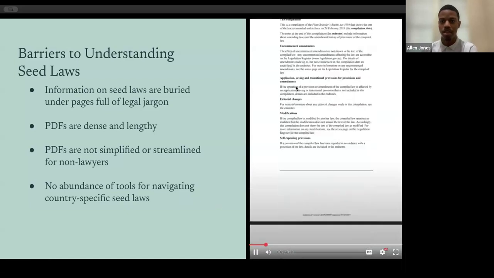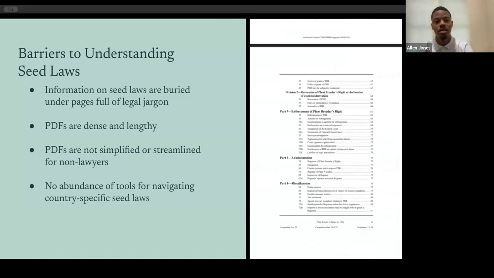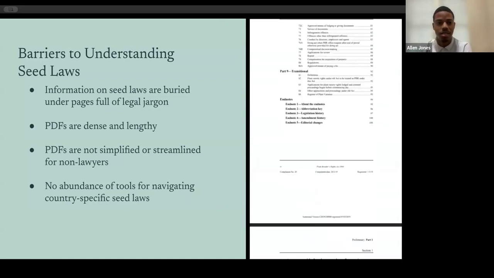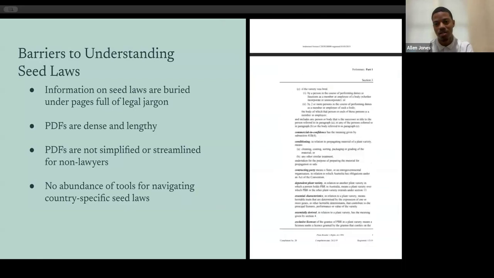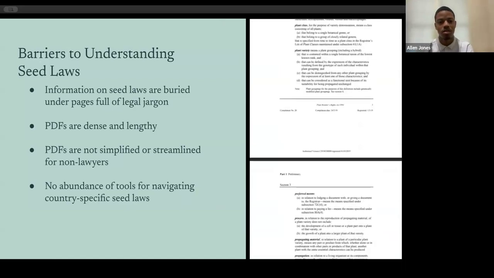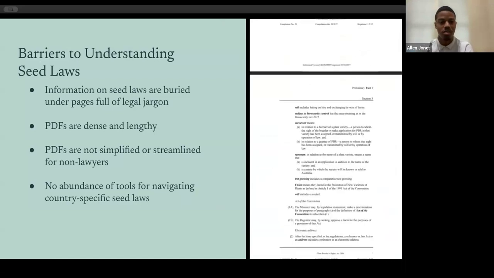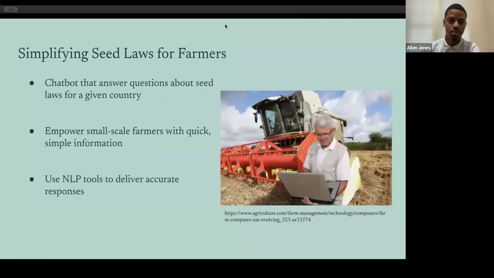And these are some of the barriers to just trying to understand these seed laws. They're very dense, lengthy, full of a lot of legal jargon, and not simplified, so really only lawyers will know exactly what the language is talking about. And there's really not an abundance of tools right now that can help navigate those laws. This is something that we want to change.